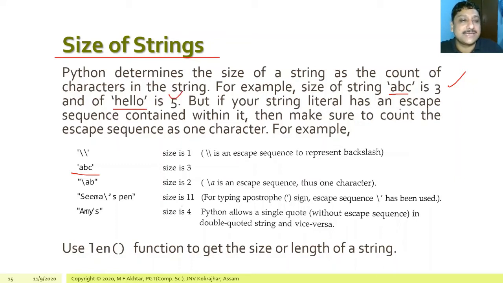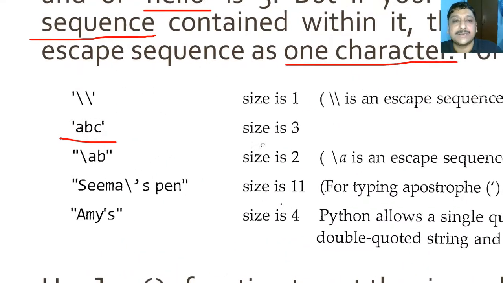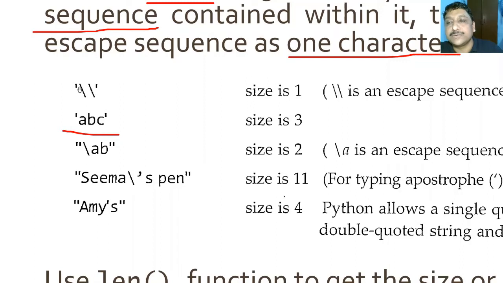But if your string literal has escape sequences, make sure to count each escape sequence as 1 character only. For example, a double backslash within quotation marks will be counted as 1, so the size will be 1. Again, backslash A followed by B: backslash A is an escape sequence which gives a bell sound from the computer, so backslash A counts as 1 and the letter B counts as 1, so the size is 2. And here, a backslash before a quotation mark is given, so in place of size 12 there is only size 11. The single quotation mark is escaped, so the backslash is ignored, and then 4 will be counted.